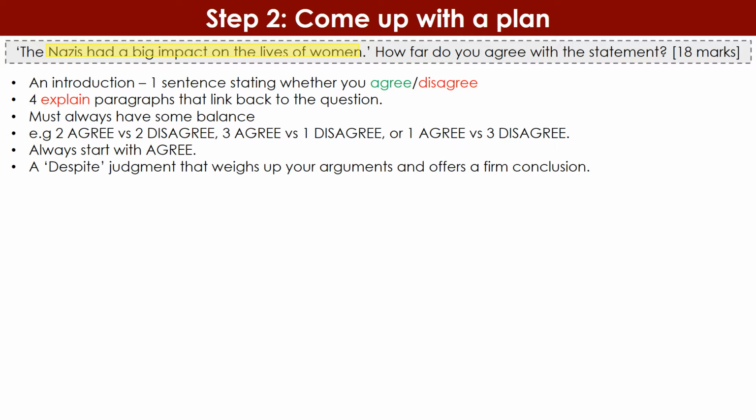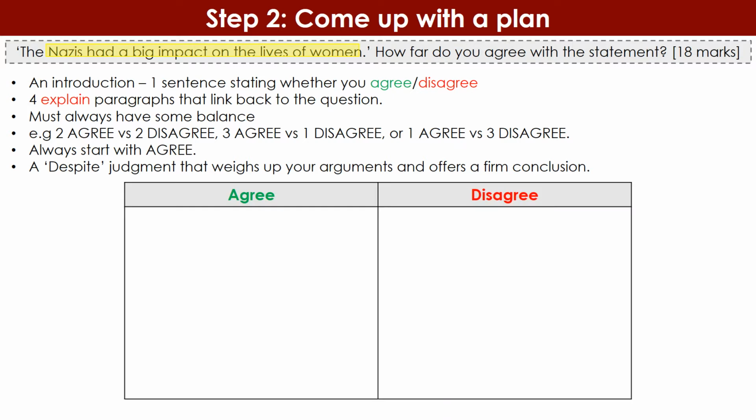But nevertheless, it's still important that you do try and get onto it, because it will tie your answer together and offer your judgment. In terms of planning then, as if we were in an exam, what I would probably find easiest to do is to really quickly make a little table with agree on one side and disagree on the other side, draw a line down the middle, and then bullet point some examples that I could use to support or disagree with this statement.